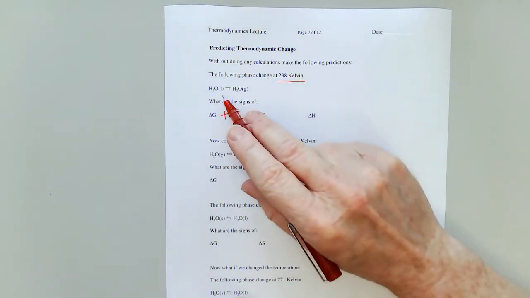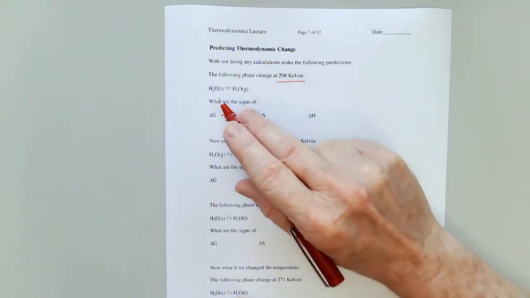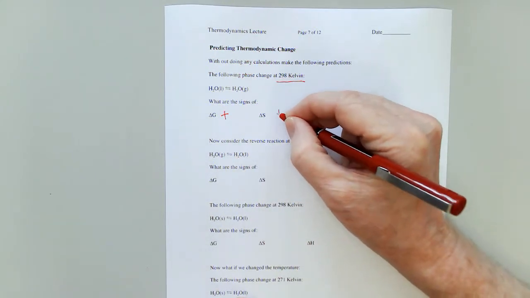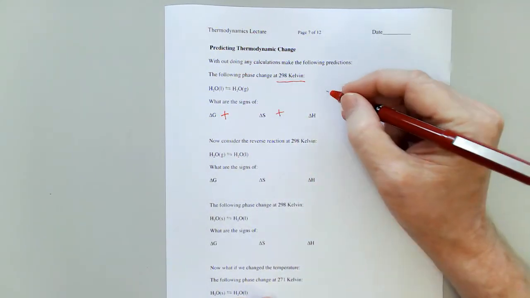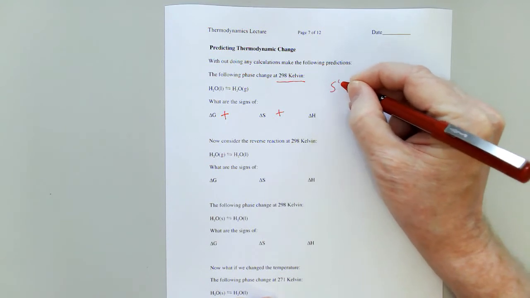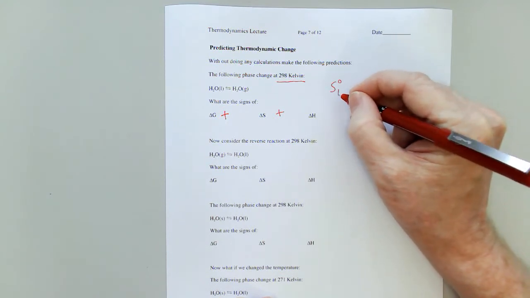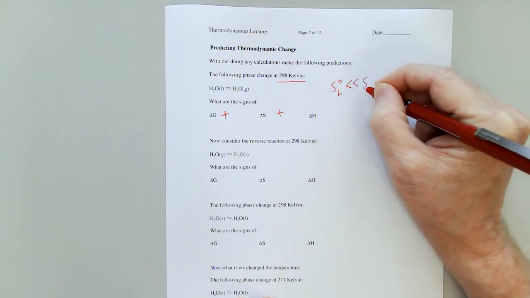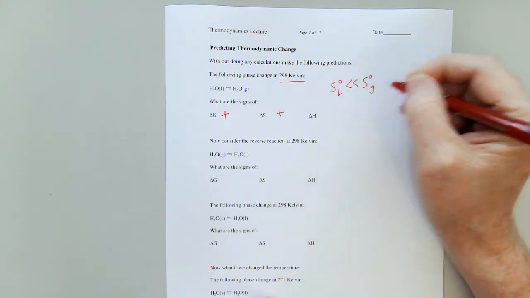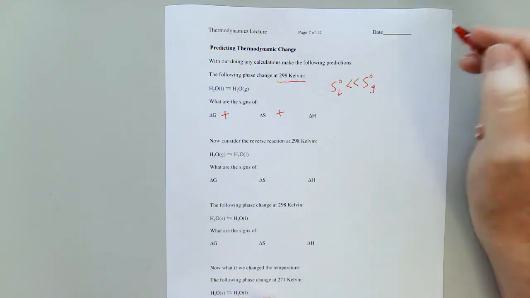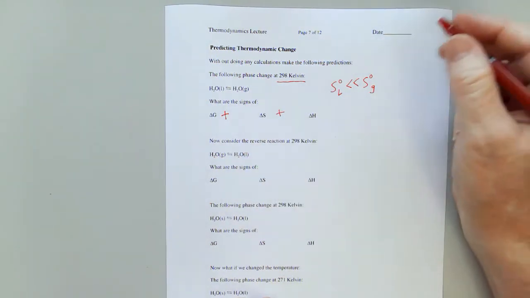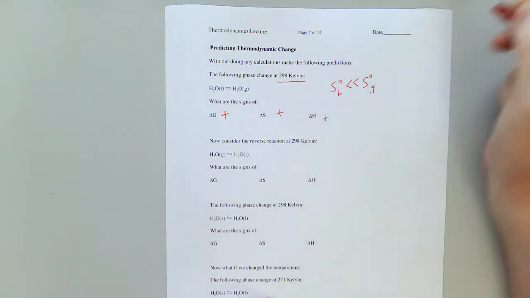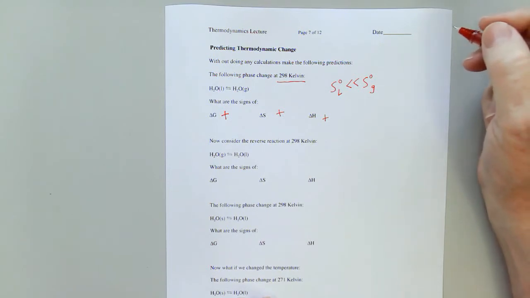Now, anytime that water boils, goes from the liquid to the gas, you have a massive increase in entropy. Remember, the entropy of a liquid is much, much less than the entropy of a gas. Now, how is it that you make water boil? You heat it. That means endothermic. That means we're putting energy in.